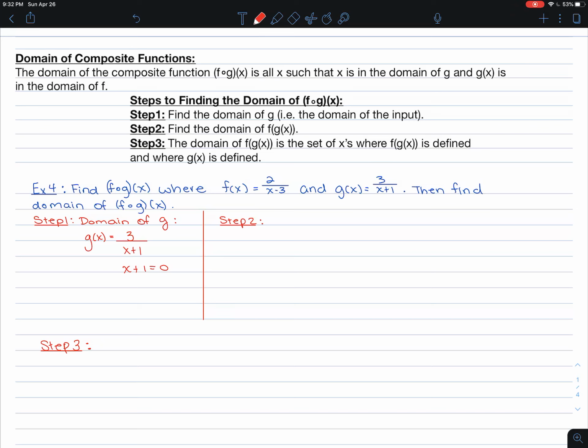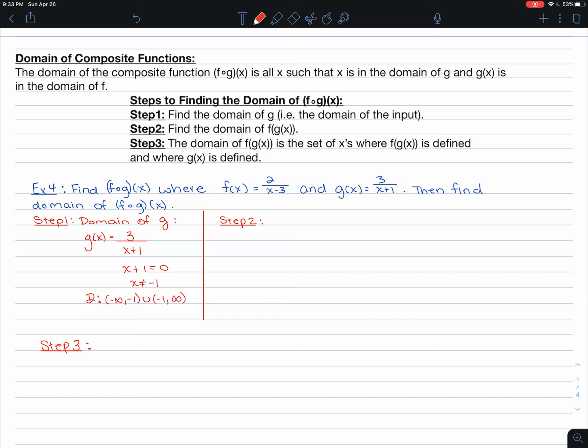We are given two functions, f of x equals 2 over x minus 3 and g of x equals 3 over x plus 1. Okay. The first thing I'm going to do is I'm going to look at g of x. So we're in step 1. So let's go ahead and find the domain of g. So we already know how to do that. A rational function is defined everywhere except where x plus 1 equals 0. So I'm trying to figure out where is that. Therefore, x cannot equal negative 1, because if x equals negative 1, we get 0 in the denominator. And I'm just going to write my domain in interval notation.